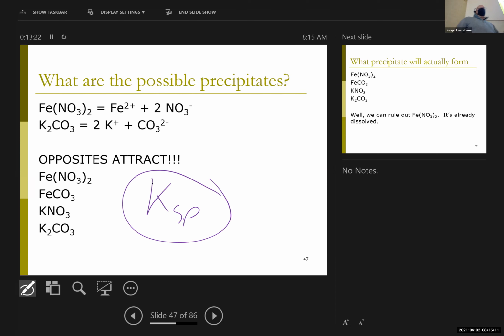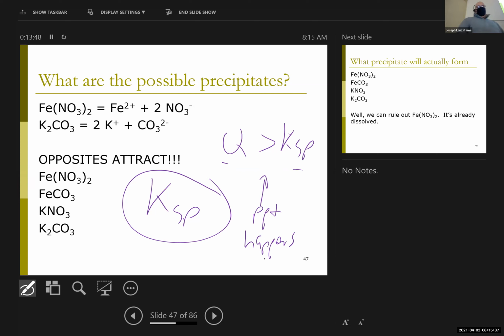Have I reached the threshold where the Ksp becomes an issue? And you could check them all. That's our old Q test. It's not until Q is greater than Ksp that precipitation happens. And so I can look up all the Ksps, I can calculate my Qsps.